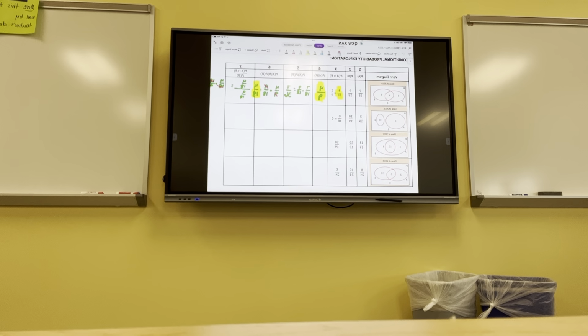All right, this one's easy because you focus on circle B and see what the overlap of A is. Well, there's no overlap. Okay, and then we just multiply 3 out of 19 times 10 out of 19, and we get 30 out of 361.